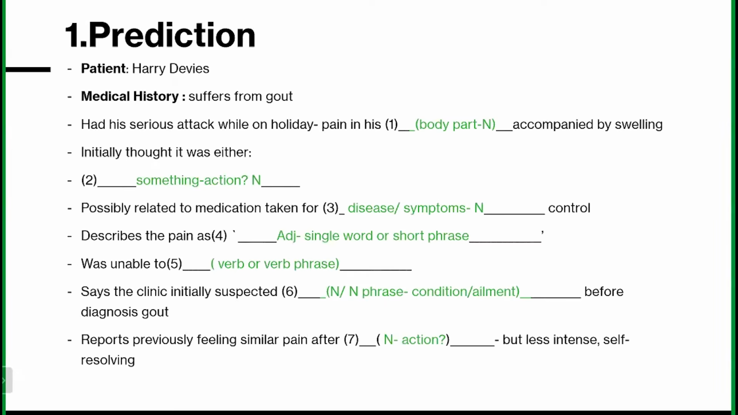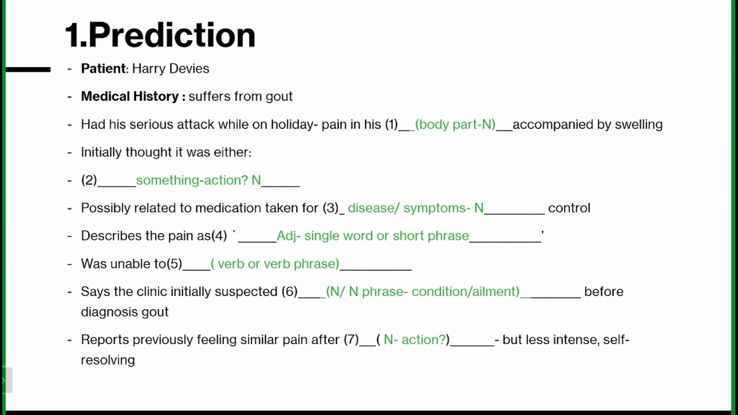As I said, the first answer option is going to be a body part, and the second is some kind of action, that is also a noun. And the third one is a disease, or it can be symptoms, that is also a noun. The fourth one is an adjective, you can have a single word or a short phrase. The fifth one is a verb, or it could be a verb phrase, that is a verb after the preposition to. And then the sixth one is a noun, or it can be a noun phrase.